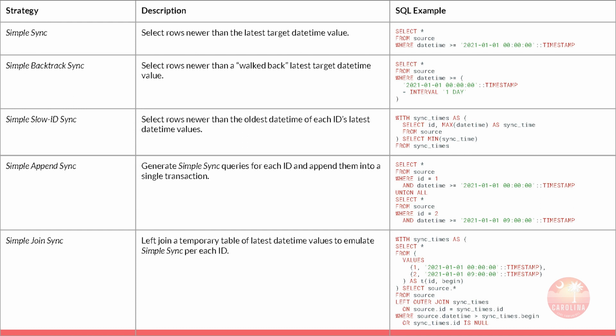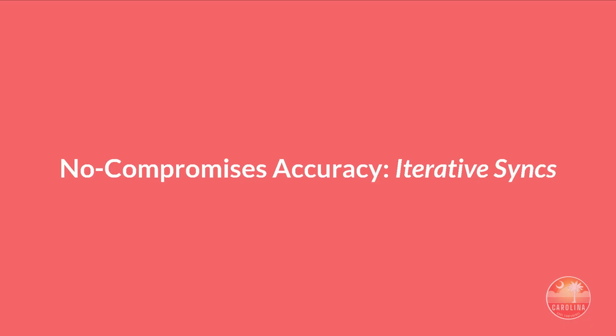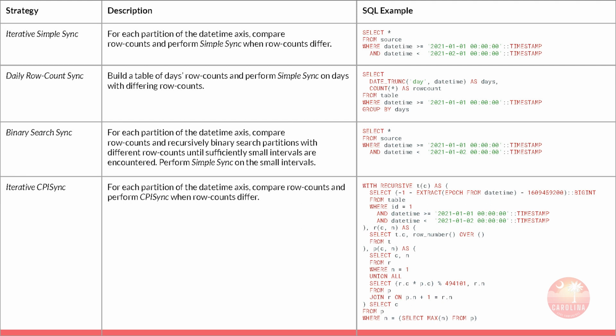On the opposite camp, we have the no compromises accuracy. So if you're working with financial data and you must have certainty, here are the iterative syncs. So we talked about iterative simple. Daily row count sync is partition your entire data axis between the bounds into even chunks. So it doesn't have to be daily, but effectively you would group each chunk into days and resync the days that are out of sync.